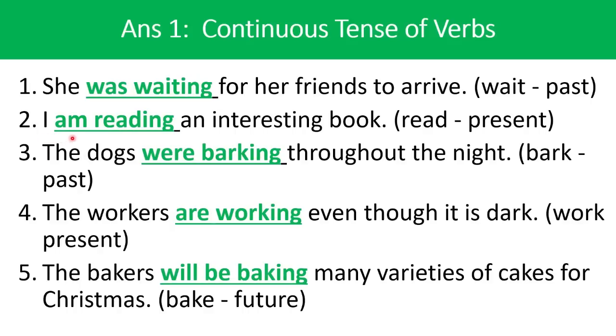Present: am, is, are. So we use I am. Then you have here, workers are. Because this also is present, we have workers are. Because plural, are; singular first person, am. The dogs were, past form. And bakers will be, future form.